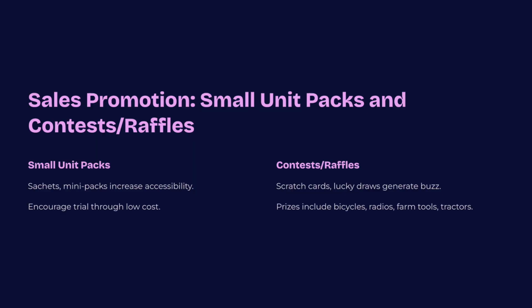Next, small unit packs are a well established strategy. Many FMCG companies utilize the strategy of small unit, low price packaging specifically for rural markets. Instead of expecting villagers to purchase a large monthly pack of tea or shampoo, companies introduced sachets and mini packs like shampoo sachets, 5 rupee biscuit packets, or 50-gram spice packs.